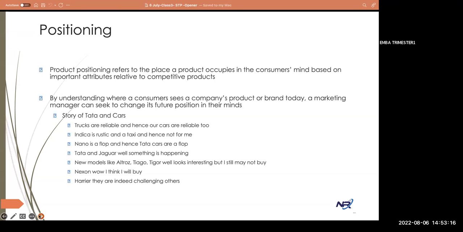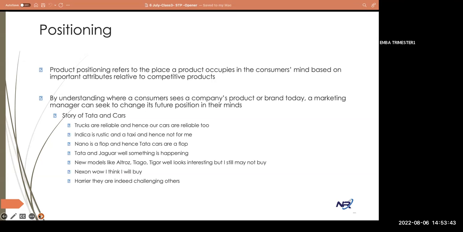When Tata bought Jaguar, they said, wow, that's an Indian company buying a Jaguar product. So we started looking at Tata more actively. Then Tata came up with new models like Altroz, Tigor, Tiago. People said, it looks interesting, but still they were not very sure whether we'll buy it or not.